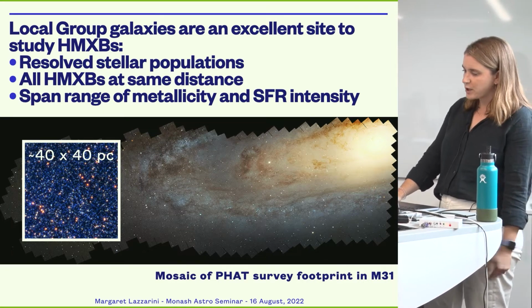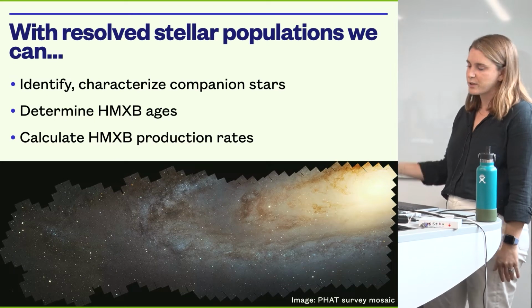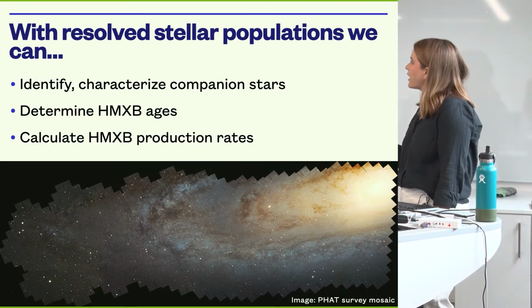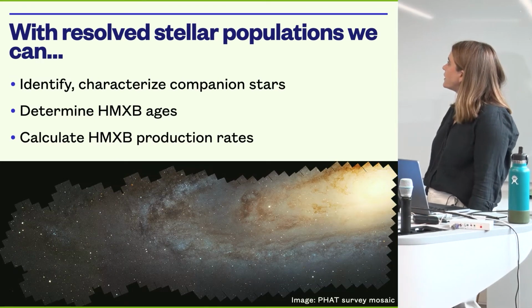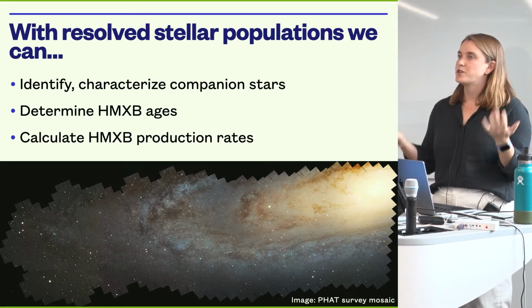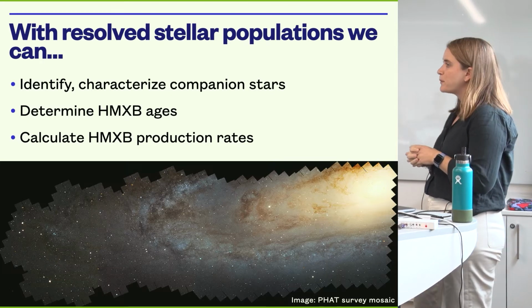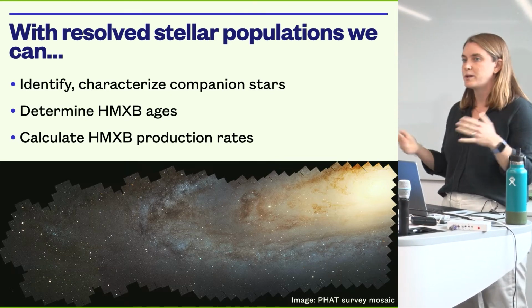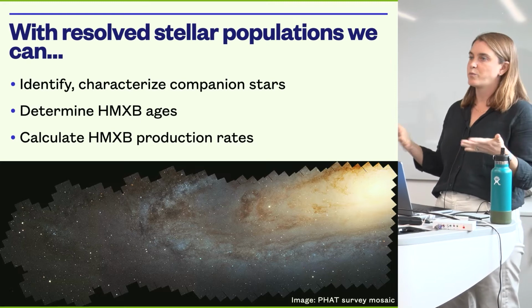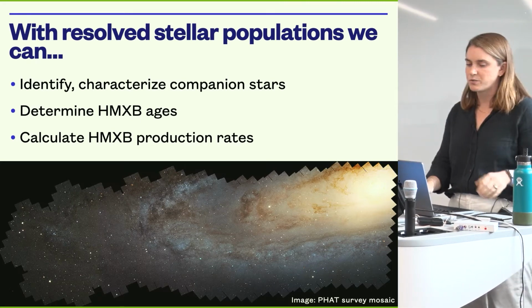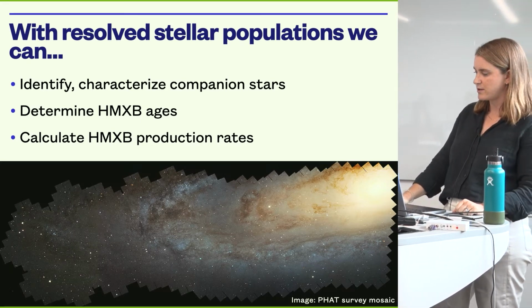I mentioned resolved stellar populations. To clarify, what we can do is actually identify and characterize the companion stars in the HMXB systems. And we can also determine the ages and calculate HMXB production rates using star formation history, spatially resolved star formation history maps, which are something that we can create with these resolved stellar population observations.